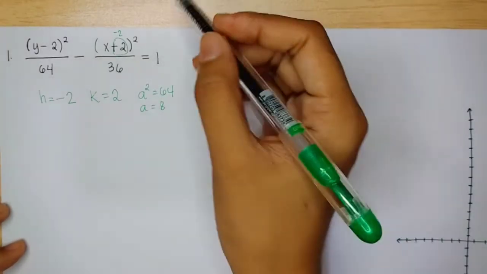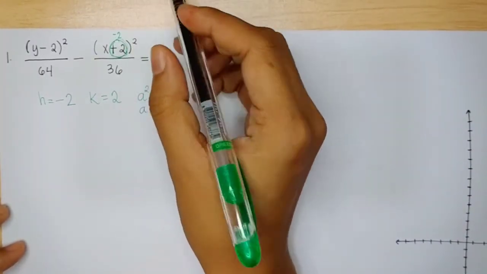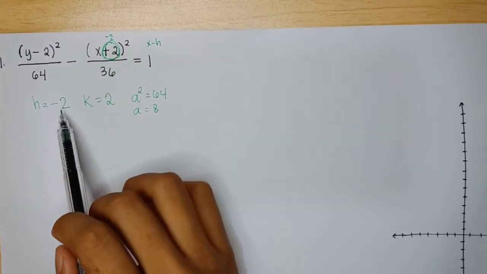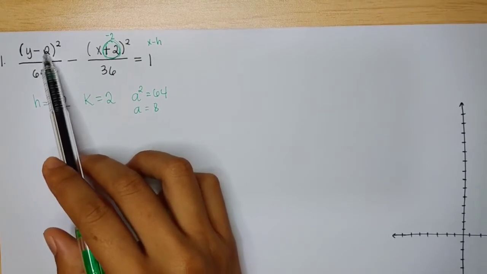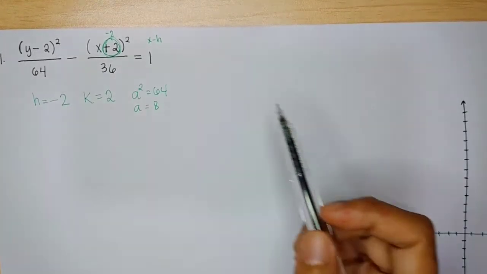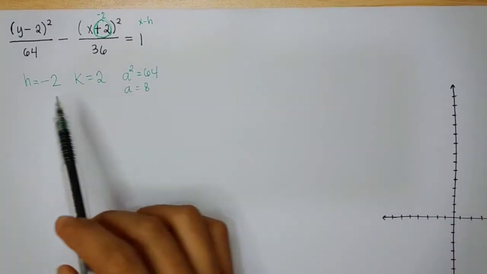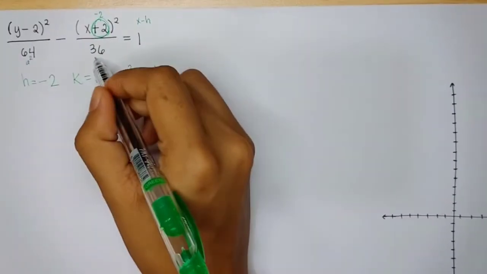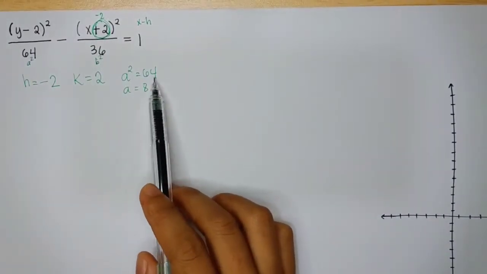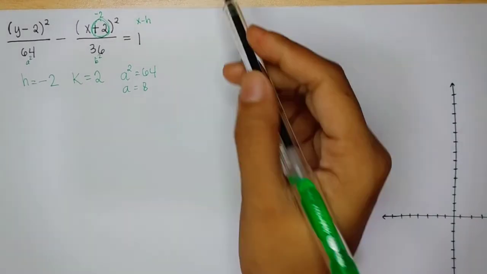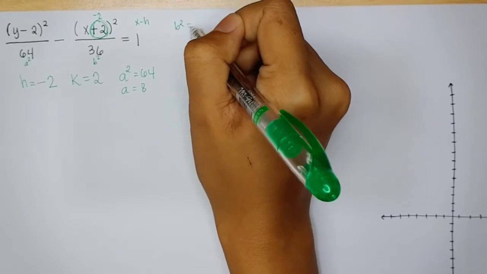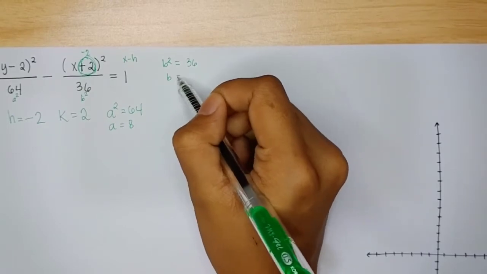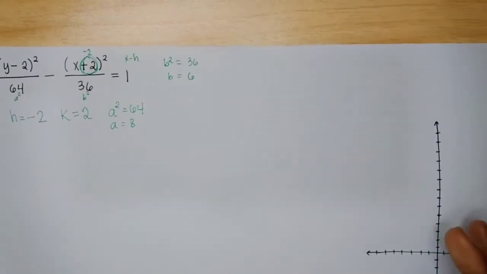What is our h? Since we have plus 2, and it should be x minus h, since it is positive 2, our h is negative 2. Then our k is from y minus k, that is 2. Our a squared is 64, so our a is 8. Our b squared is 36, so our b is 6, since 6 times 6 is 36.